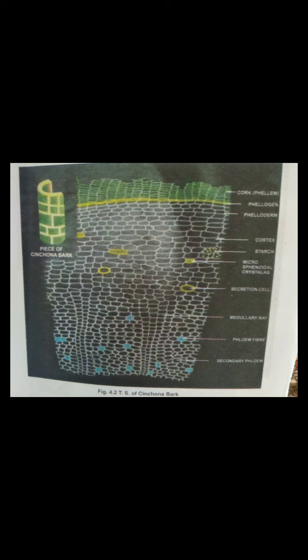Okay. Then next is cortex. Cortex: several layers of thin-walled, tangentially elongated cells containing reddish brown matter. Then calcium oxalate crystals, 2 to 6 micrometers long, then microsphenoidal crystals. Starch grains are rounded, 6 to 10 micrometers in diameter, and sclereids are absent. Cavities, that is secretion canals, are present.